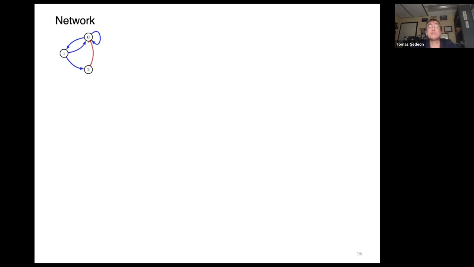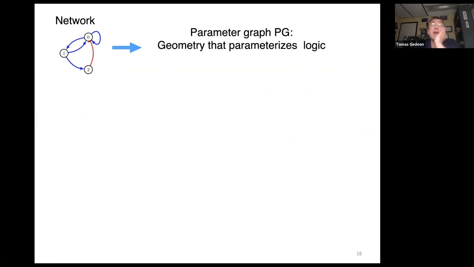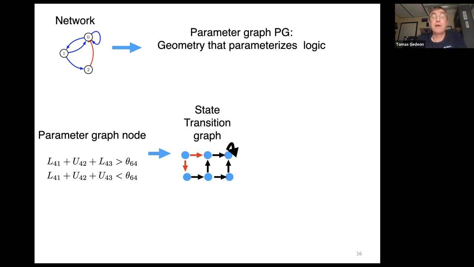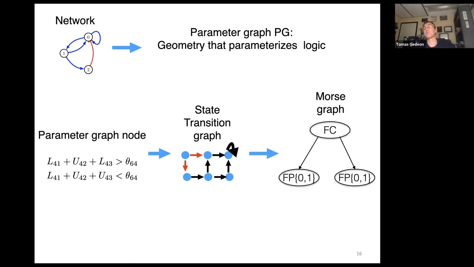So to summarize this whole construction, we start with a network, and I construct this parameter graph, which I see as a geometry which parameterizes the logic. The logic for all possible monotone Boolean functions which are compatible with a network is parameterized by open domains, open sets of the parameter space, which I introduced. That is collected as a parameter graph with nodes representing domains and the edges representing codimension one connections or boundaries. So this is a parameter node, some kind of inequalities of this type. And from that, I can construct the state transition graph, which captures my dynamics. And I summarize that dynamics in the Morse graph.